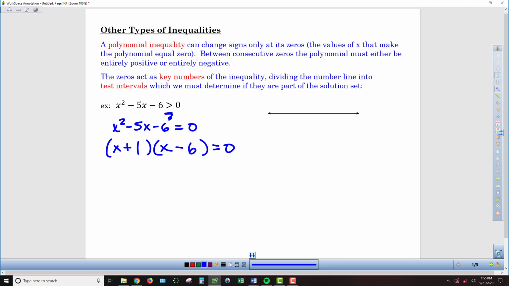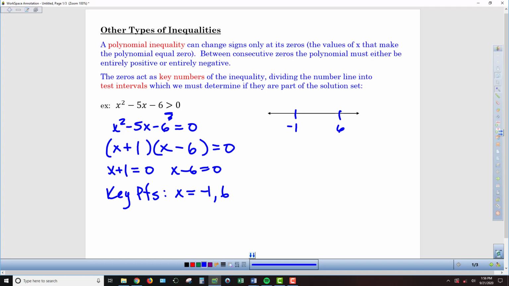So I'm going to set each of these equal to 0. I've got x plus 1 equals 0, and x minus 6 equals 0. So my key points, as I'm going to describe them, are the solutions to this quadratic. So it's x equals -1 and positive 6. And so on my number line, I'm going to label those locations. I'm going to put -1 here, I'm going to put 6 here.